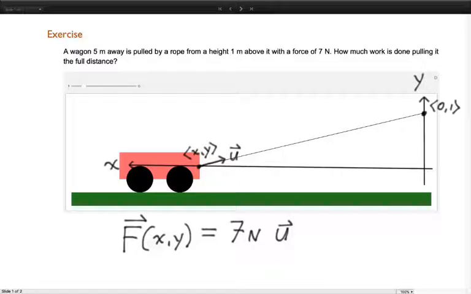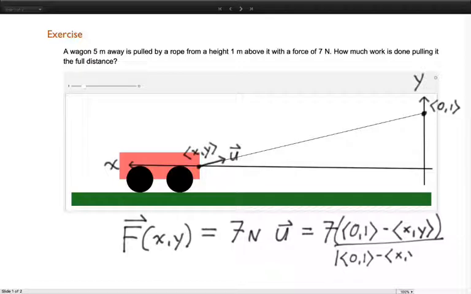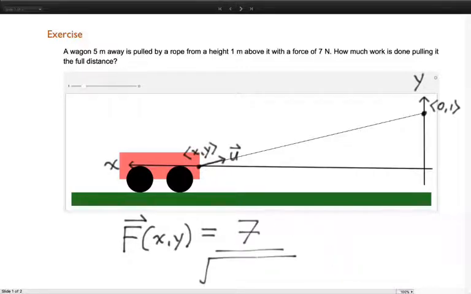So we need a unit vector u here that always points from x, y to 0, 1. Well, we know how to do that. Good old subtraction will get us in the direction that we want to go, and then we normalize to make sure that u is the right length there. So there's a vector that points with magnitude 7 in the direction of 0, 1 from any point x, y. We can clean this up a little bit, pull out the scalar terms. We're left with 7 over the square root of x squared plus (1 minus y) squared, times the vector minus x comma 1 minus y.